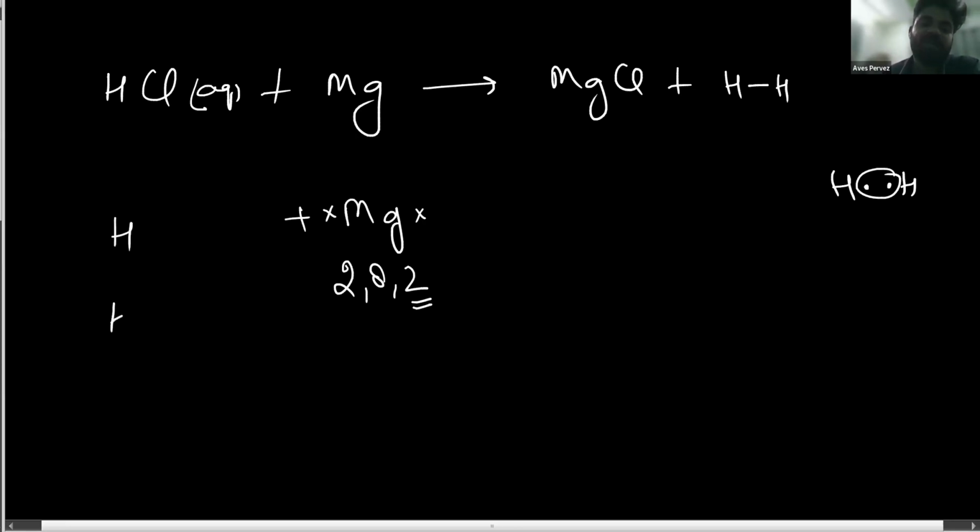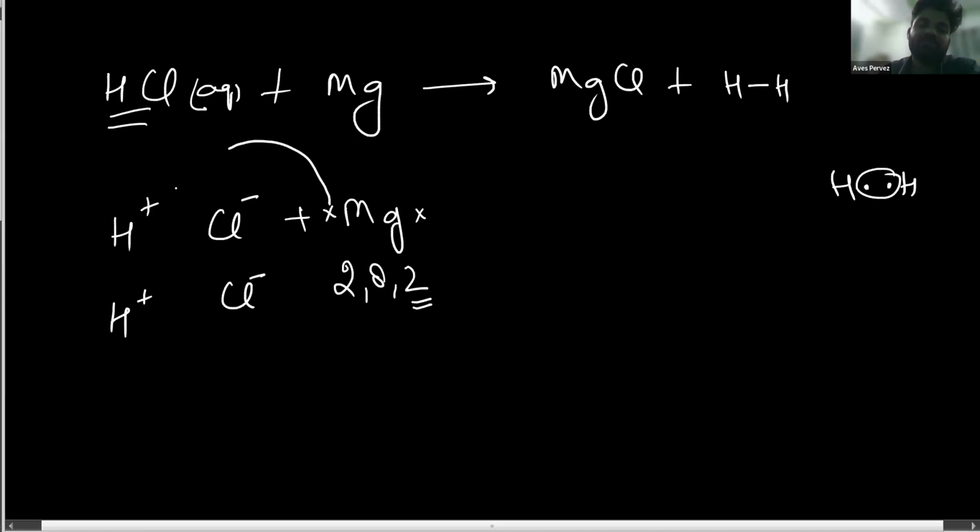So if I'm having H positive, what would happen? This is HCl. It will be dissociated into H positive and Cl minus ions in aqueous solution. Where we are having the acid, the acid dissociates H plus ions in water. Okay, so what is going to happen here is this.